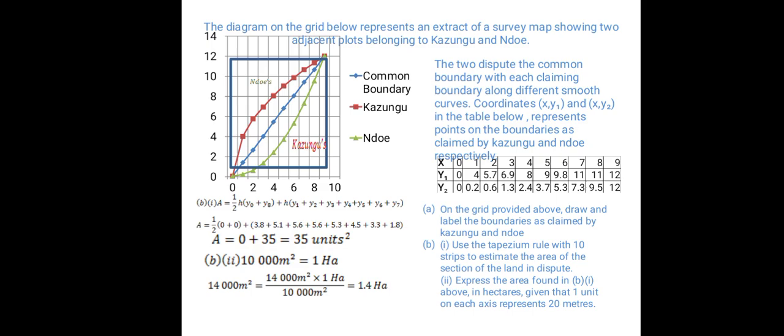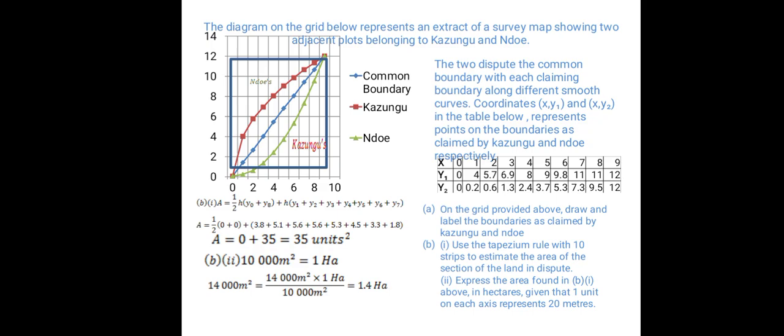The diagram on the grid below represents an extract of a survey map showing 2 adjacent plots belonging to Kazungu and Ndoe. The two dispute the common boundary, with each claiming the boundary along different smooth curves. Coordinates (x, y1) and (x, y2) in the table below represent points on the boundary as claimed by Kazungu and Ndoe respectively. On the grid provided above, draw and label the boundaries as claimed by Kazungu and Ndoe.